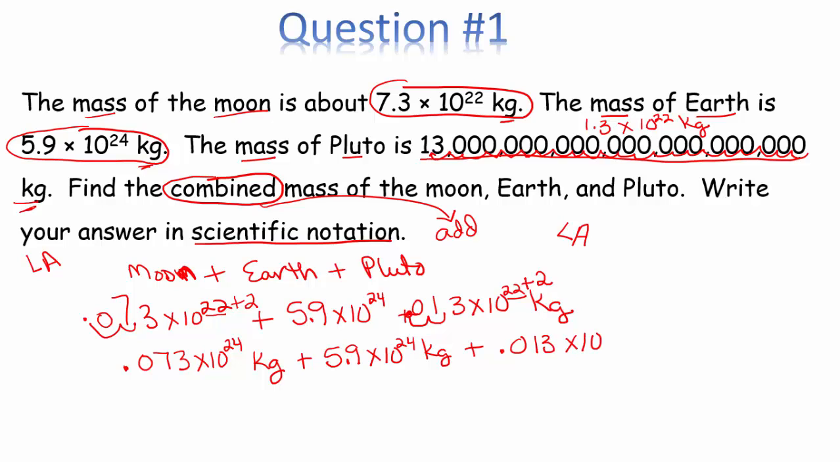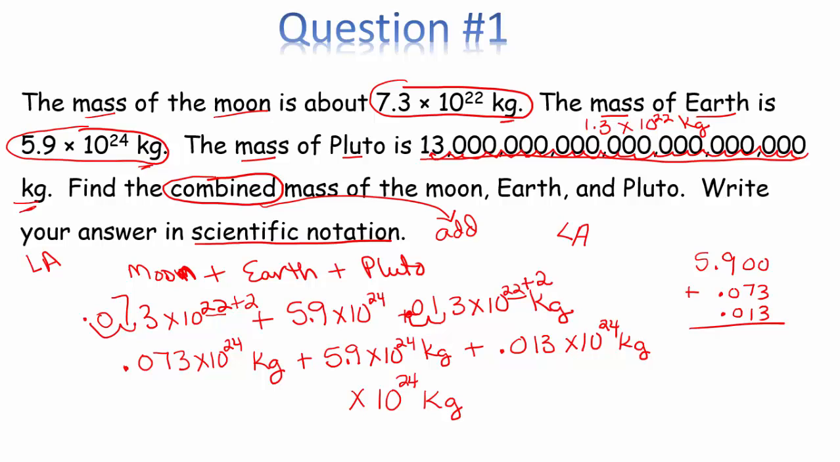0.013 times 10 to the 24th kilograms. Now that all of my exponents with the base of 10 agree, I just know part of my answer will be times 10 to the 24th. That remains the same. The answer will be in kilograms, and then I just add up. I take my 5.9 plus my 0.073 plus my 0.013, and I'm going to go ahead and add those.